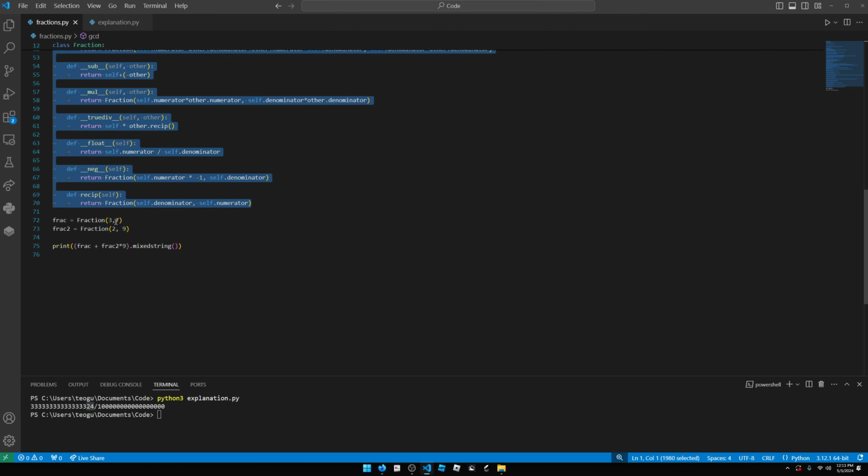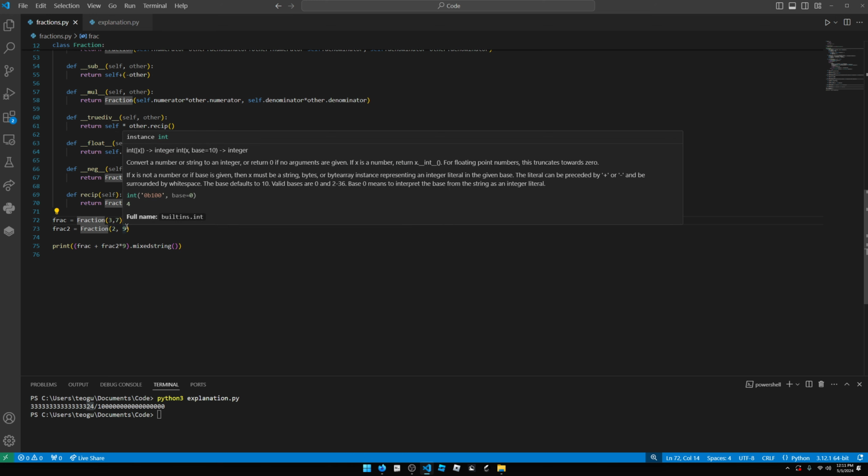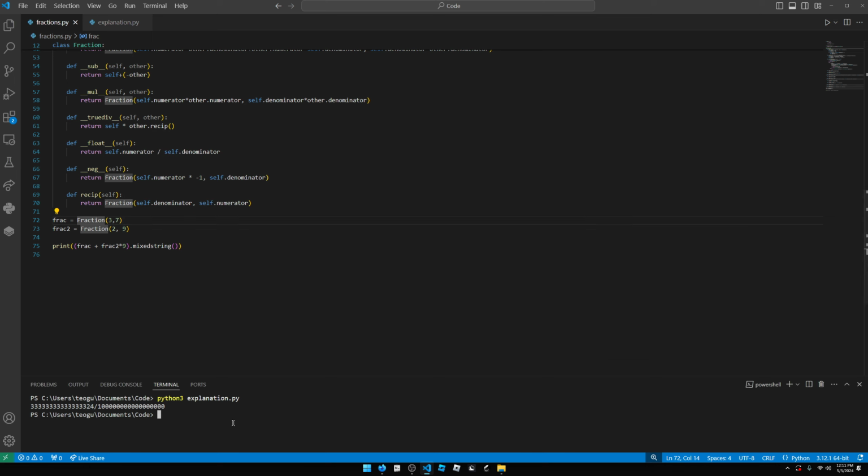So let me show you. I can create a fraction, 3 over 7. I could create a fraction, 2 comma 9. And then I can do some nice operations like fraction 1, 3 over 7, plus fraction 2 times 9, which just becomes 2 because it cancels out. And then I print this as a mixed string, so let me run this now. Yeah, it prints out as a mixed string.